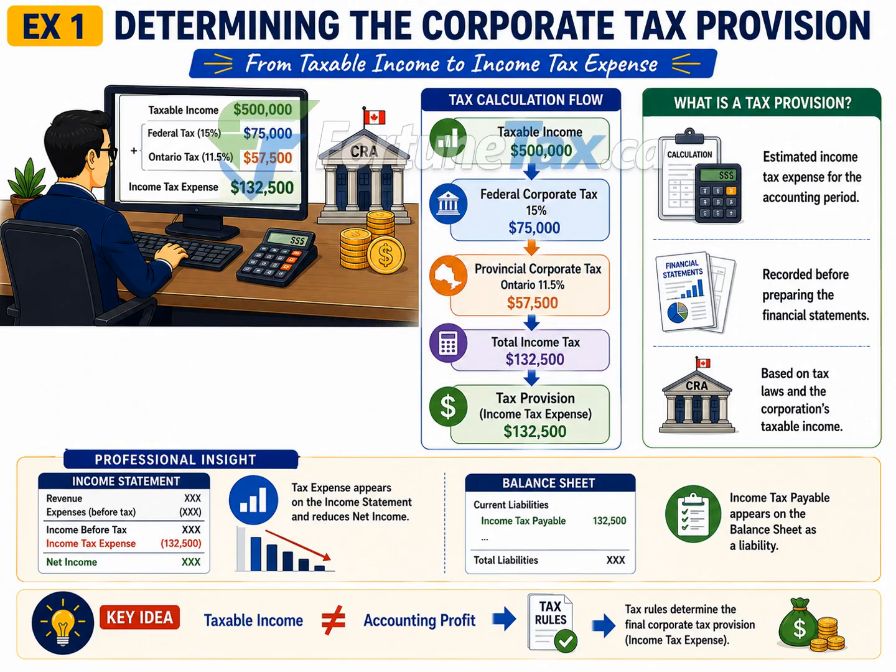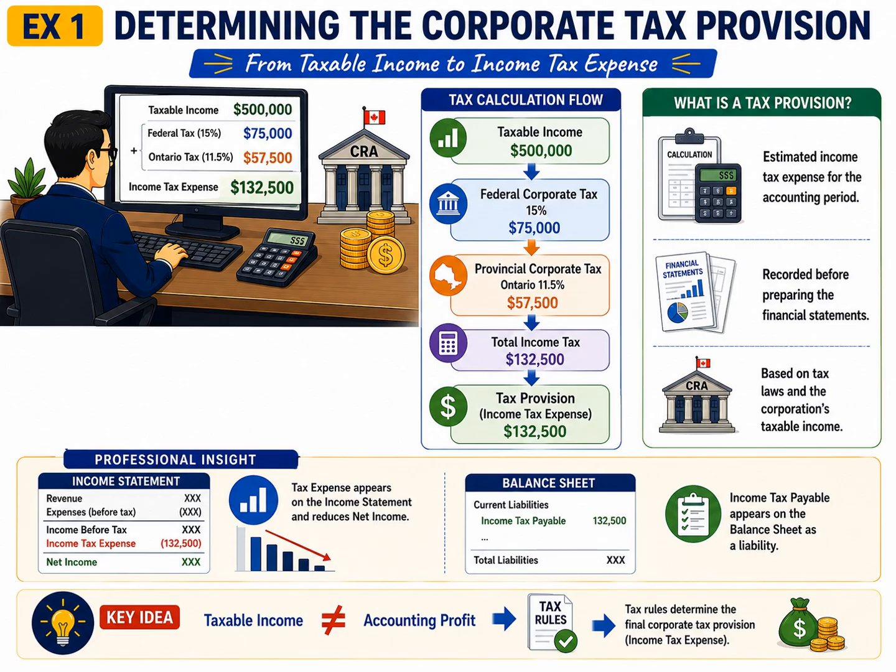One concept that often confuses beginners is the difference between accounting profit and taxable income. These two amounts are rarely identical because accounting standards and tax legislation follow different rules. Financial statements are prepared according to accounting principles, while taxable income is calculated according to the Income Tax Act. The tax provision is based on taxable income, not accounting profit.